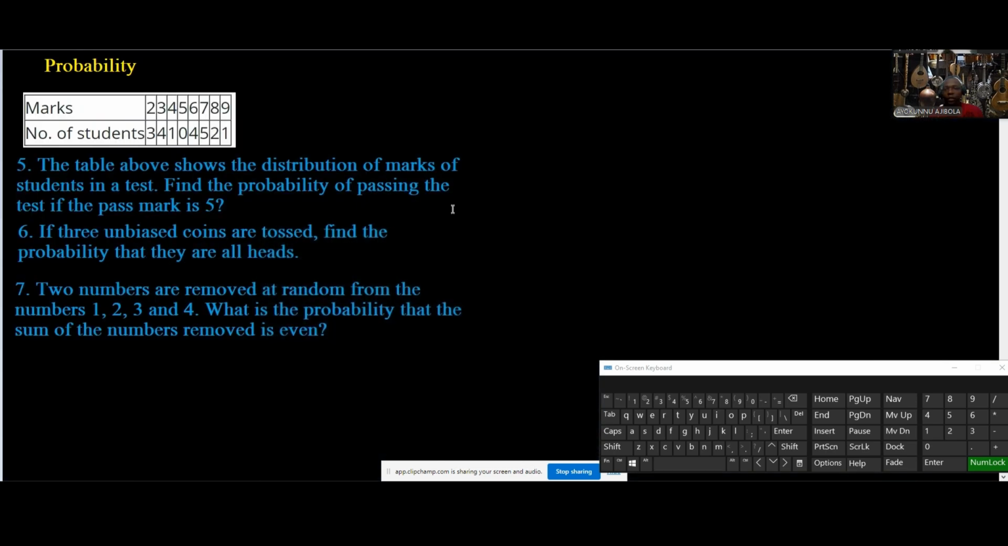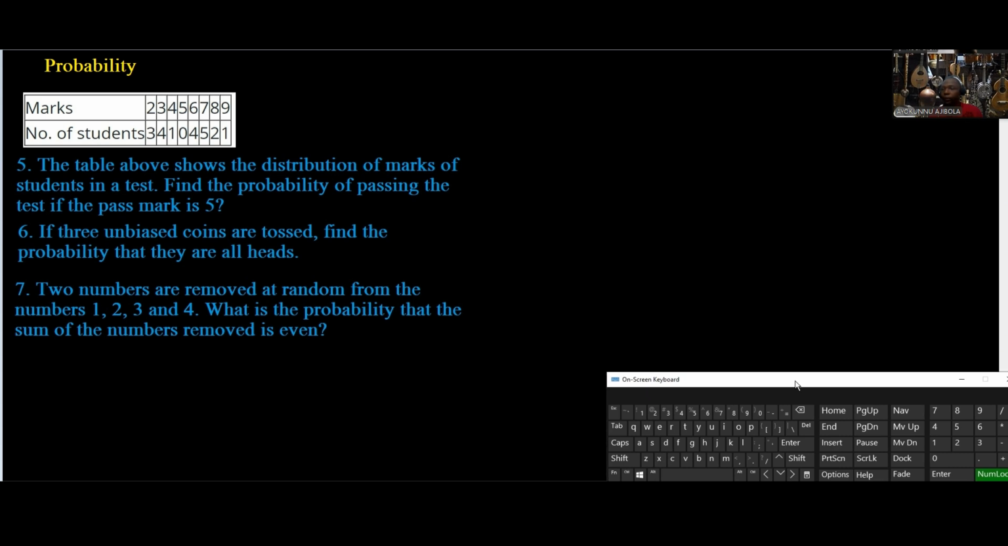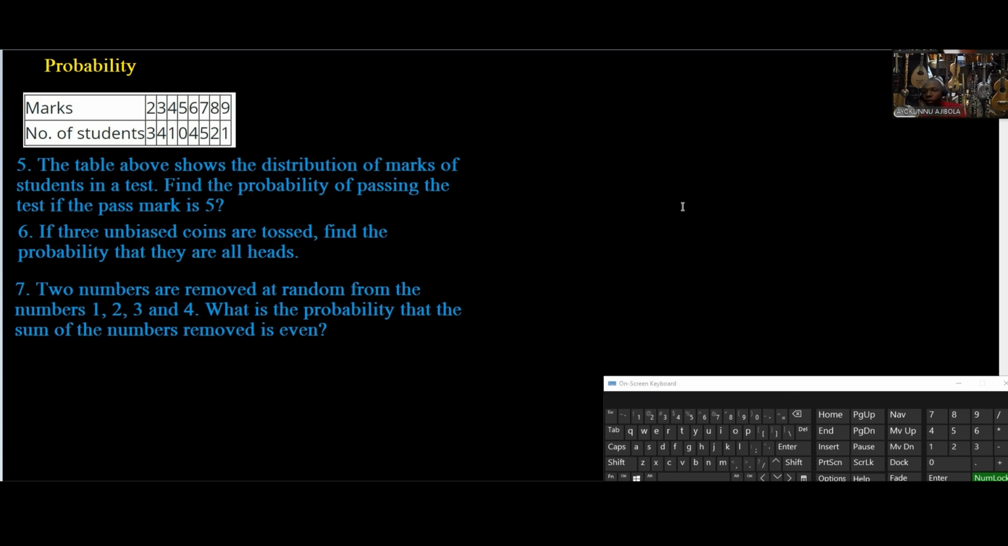Okay, so these are probability questions, and we're trying to look through the solution.